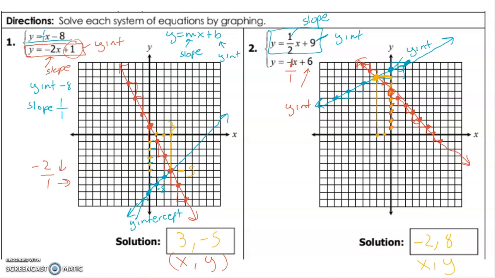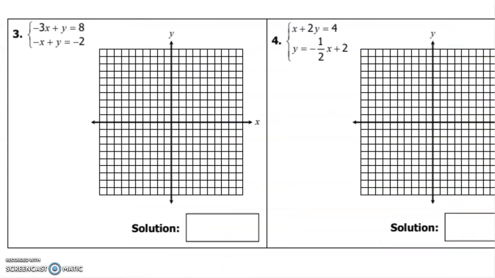Alright guys, now I want you guys to go ahead and on number 3 and 4, I'm going to help you guys rewrite these equations in the slope-intercept form, and then I'm going to have you guys graph them, and then I'll give you guys an answer bank to check your answers.